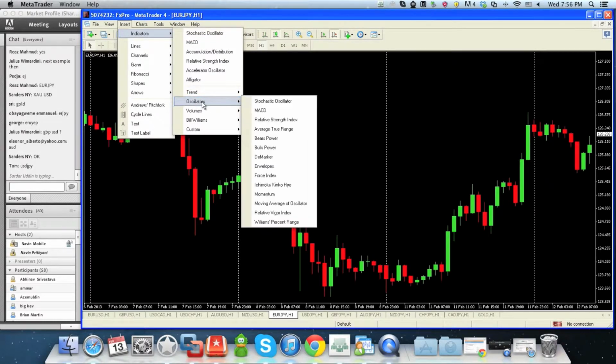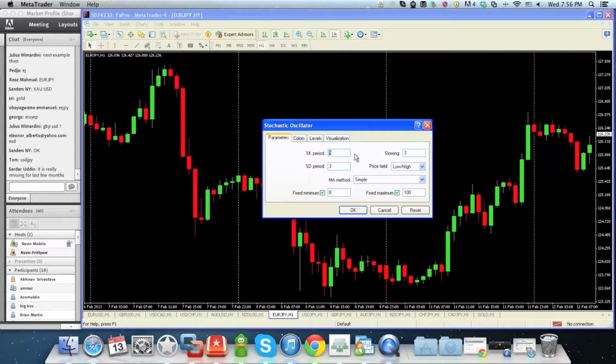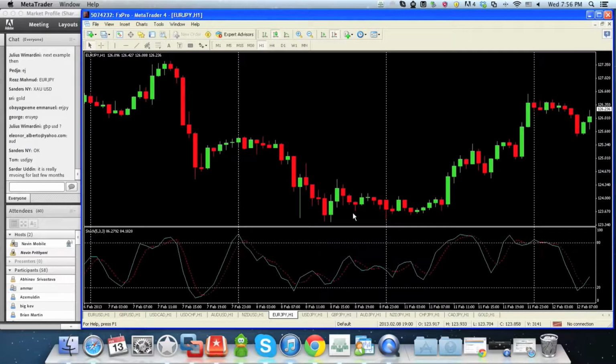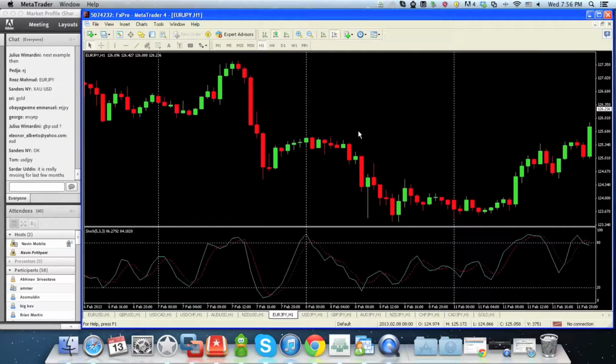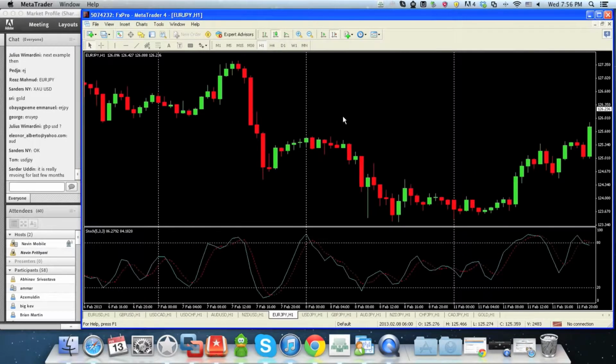I'm going to go to oscillators. I'm going to click on my stochastic. Standard settings 5, 3, 3. Click OK. I'm not changing anything. I really don't care about the indicator. I could care less for the indicator. I don't like indicators. But I'm going to use this to see if there's something opposite happening. That's all. Okay, so now let's take a look at this one.